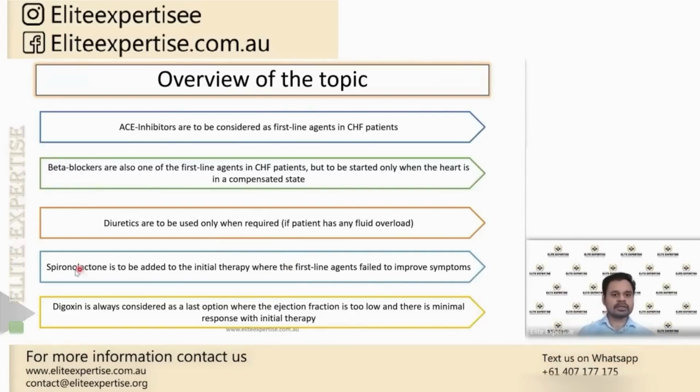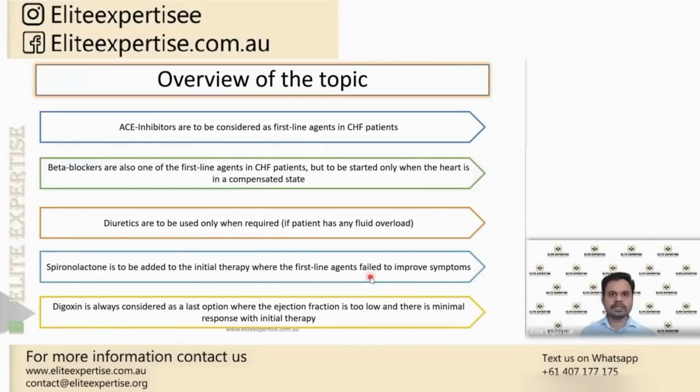Then spironolactone. Spironolactone, which is an aldosterone antagonist, okay, and it is also a potassium-sparing diuretic. So this spironolactone is to be added to the initial therapy. Initial therapy in the sense a combination of ACE inhibitor and beta blocker therapy. So spironolactone is to be added where the first-line agents fail to show improvement in symptoms. So here the first-line agents are ACE inhibitors plus beta blocker combinations. If they fail to show improvement in the symptoms, then we can put the patient on spironolactone.